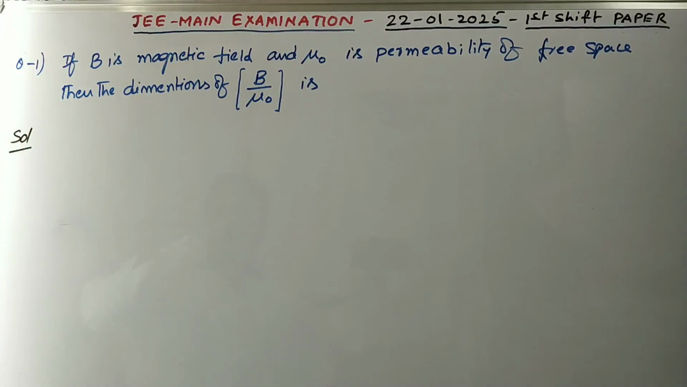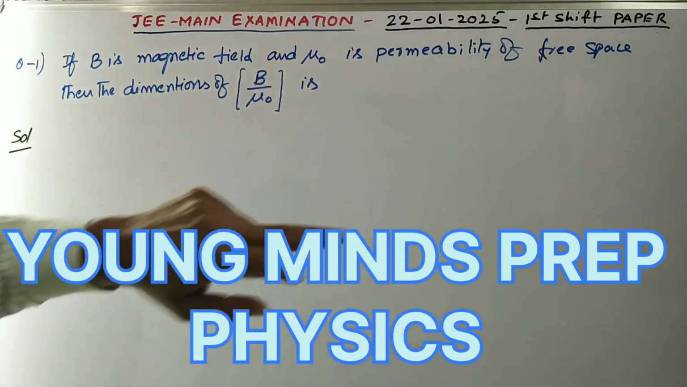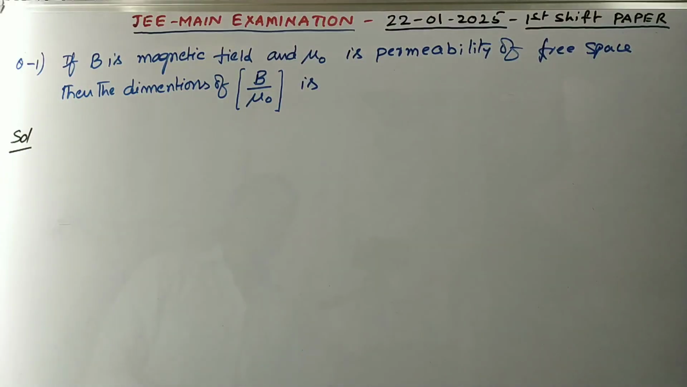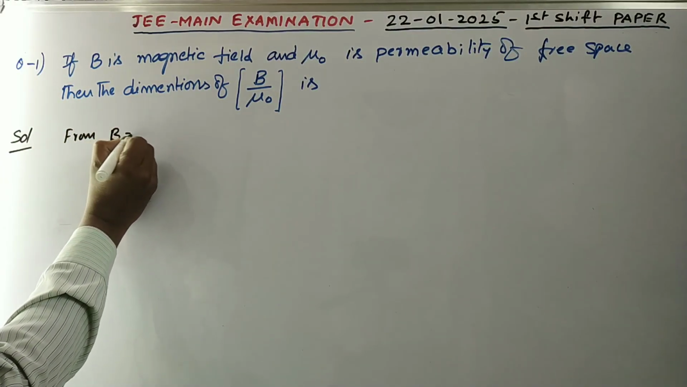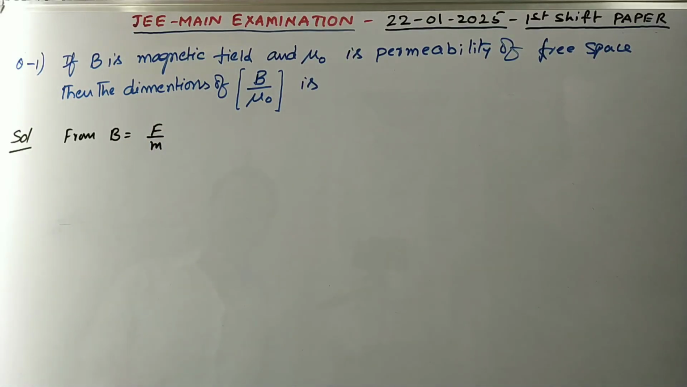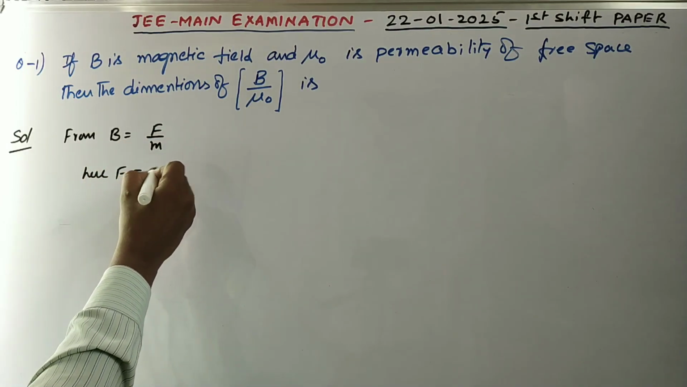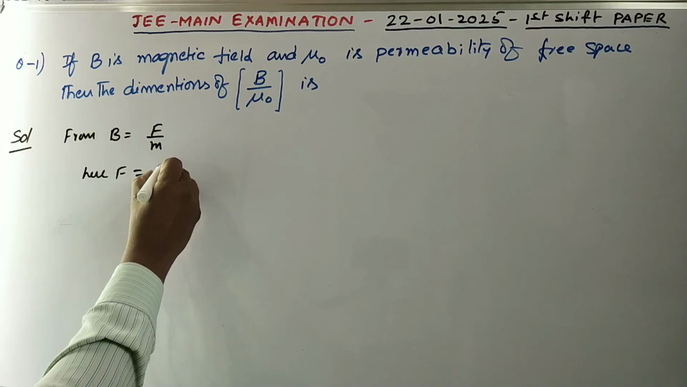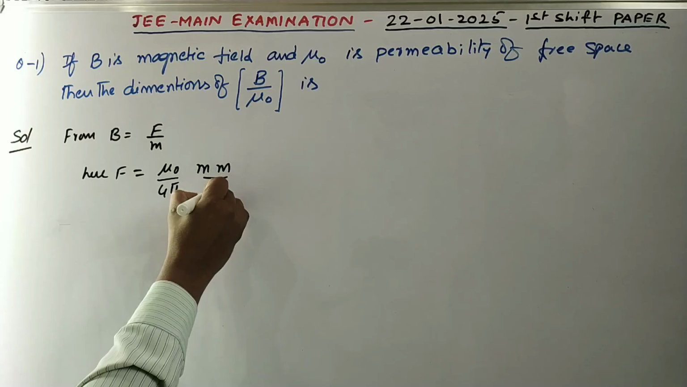The first question, okay. If B is magnetic field and mu naught is permeability of free space, then what are the dimensions of B by mu naught? From the definition of magnetic field intensity, the force acting per unit north pole is called magnetic field intensity at that point in a magnetic field, isn't it? Here, F is equal to what? From inverse square law, F is equal to mu naught by 4 pi m by d square, isn't it?